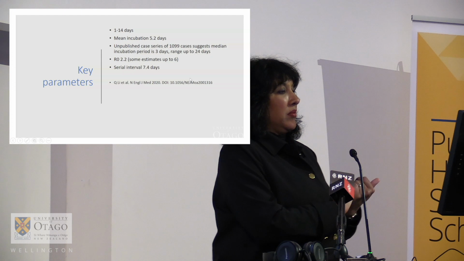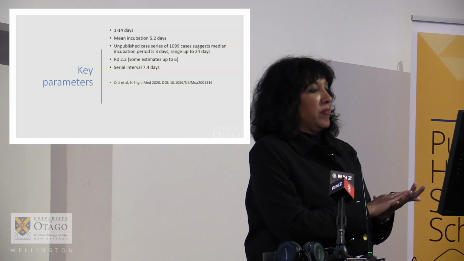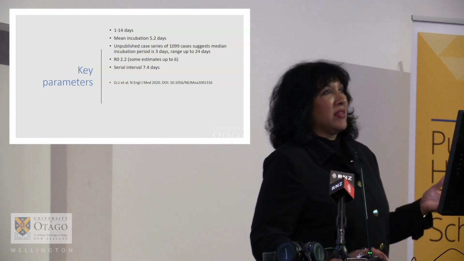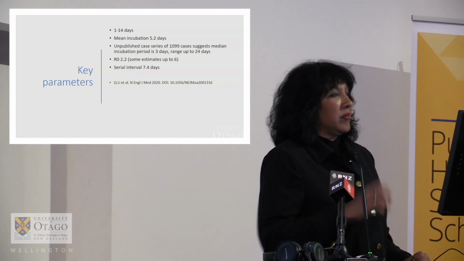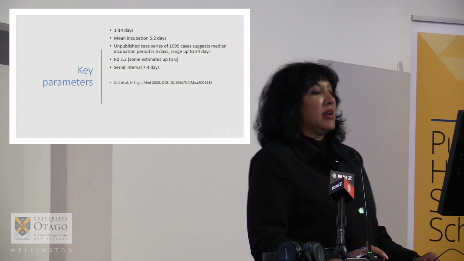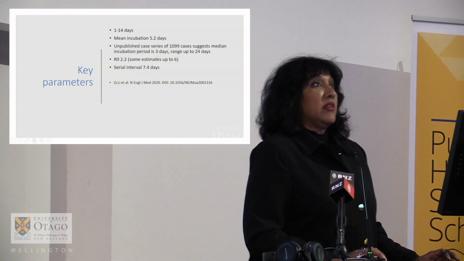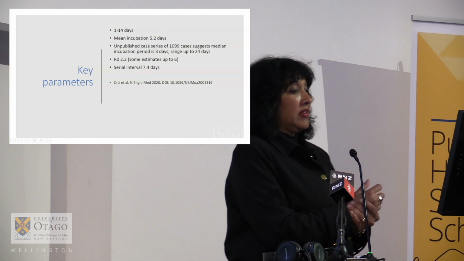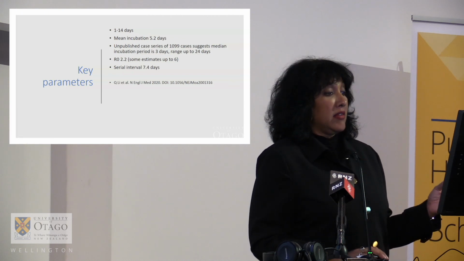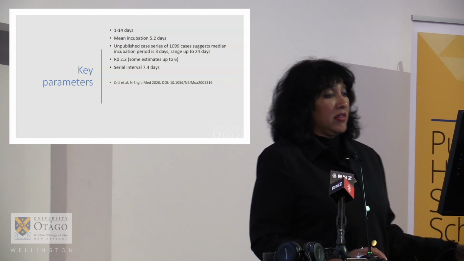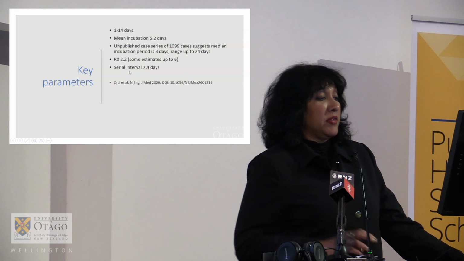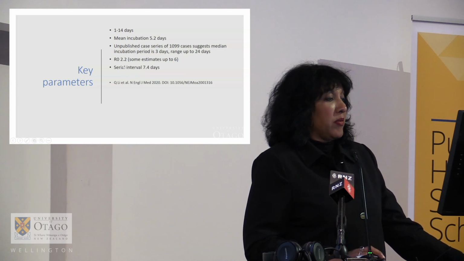So the key parameters: the incubation range is 1 to 24 days, but we often hear 14 days is the upper end. The mean incubation is 5.2 days, and that same unpublished case series suggests the median is 3 days. That was 1,099 cases, so it may be more valid. The range is up to 24 days, R0 is 2.2, but some estimates are up to 6. The serial interval is 7.4.